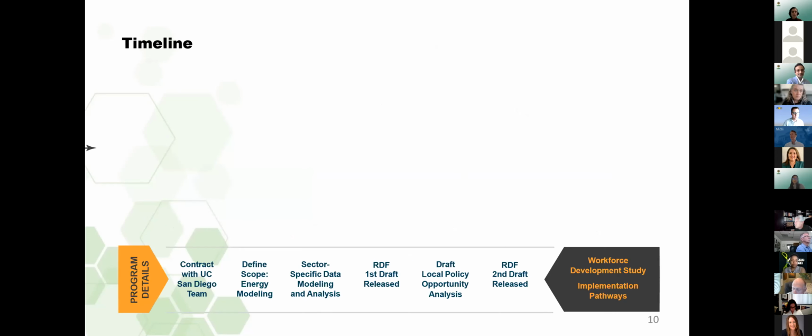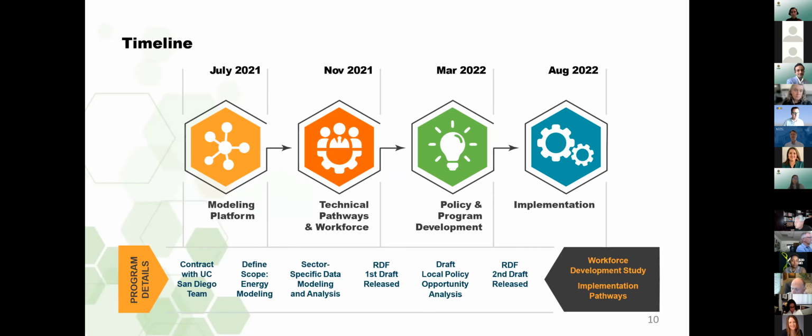Here's our timeline. We are currently in the policy and program development phase, and there is an open comment period for the technical and workforce reports that is open through May 31st. From now through August, we will continue to work on the workforce development study and the implementation pathways. In August, we intend to present the integrated framework with all 3 of the components I described earlier to the board for approval. The final fully integrated framework is intended to help policymakers identify opportunities for collaboration across sectors and jurisdictional boundaries.